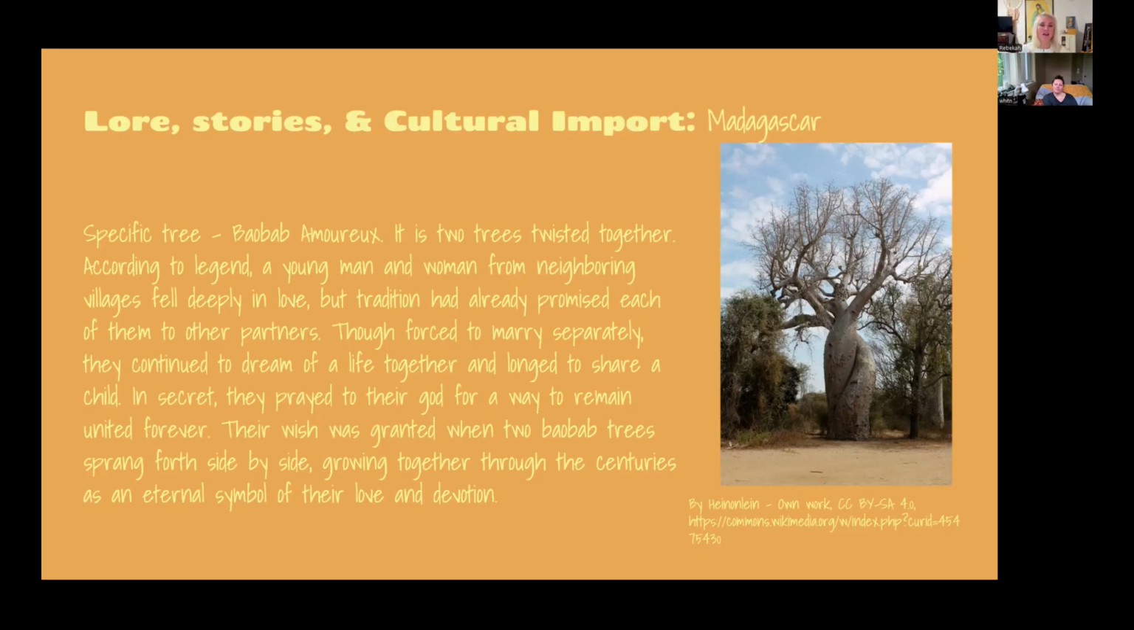According to legend, a young man and woman from neighboring villages fell deeply in love, but they had already been betrothed and promised to other people. Though forced to marry separately, they continued to dream of a life together and longed to share a child. In secret, they prayed to their God for a way to remain united forever. Their wish was granted when two baobab trees sprang forth side by side, growing together through the centuries as an eternal symbol of their love and devotion. So sweet.